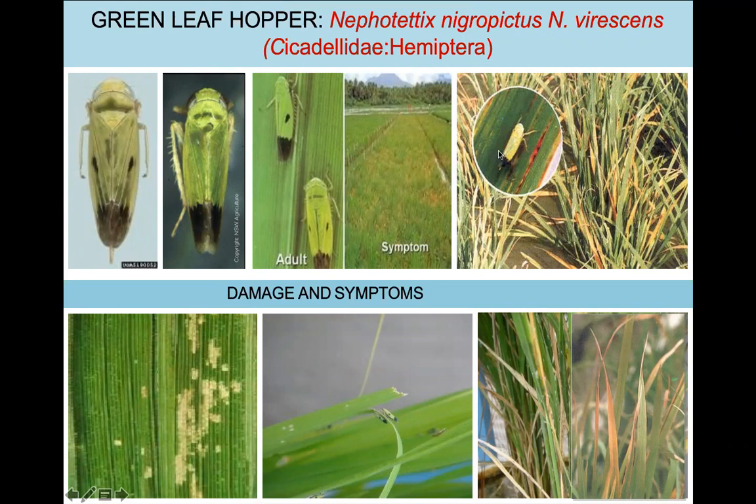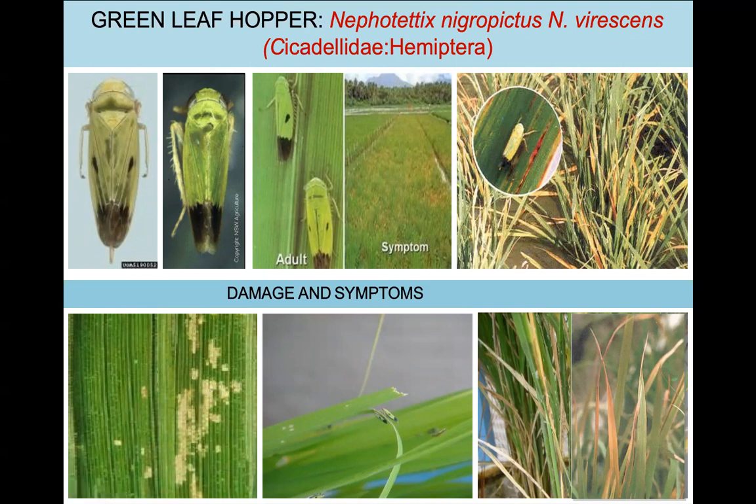So they suck the sap. How you can differentiate between BPH and green leaf hopper: they suck the sap from the upper portion. They do not congregate at the bottom of the plant. So the leaf starts drying from the mid half, the apical mid half portion. Likewise you can see drying, and they scratch the epidermis area and suck the sap.